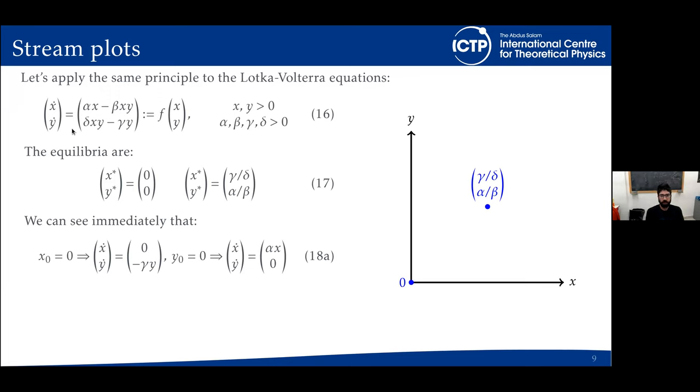Okay, so if we take an initial condition, for example, that is on the y-axis here for the Lotka-Volterra system, you see that our system reduces to this. So the solutions basically will be decaying exponentially towards the origin. Remember that all these parameters here are positive, so minus gamma y is negative.